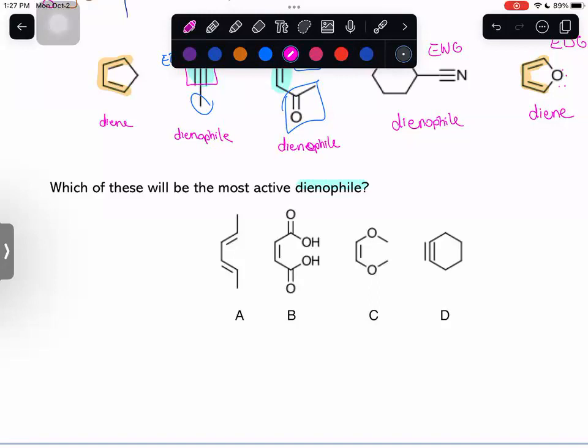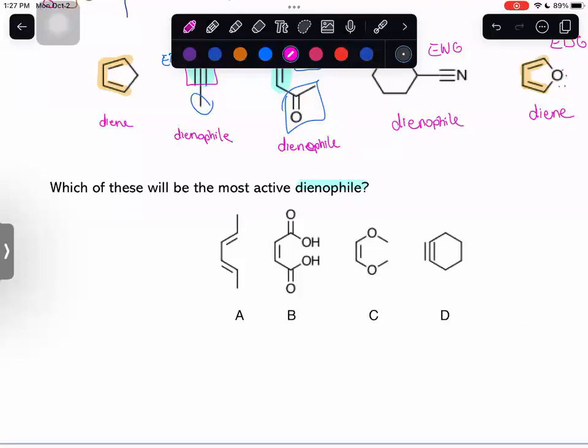Positive charge, which are what kind of groups? Donating or withdrawing? Withdrawing groups, exactly. So in this case, if we're trying to find the most active dienophile, we're trying to find the one that has the more electron withdrawing groups. If it has donating groups, remember, it's gonna hinder the reaction. So what's gonna be the answer for that one?